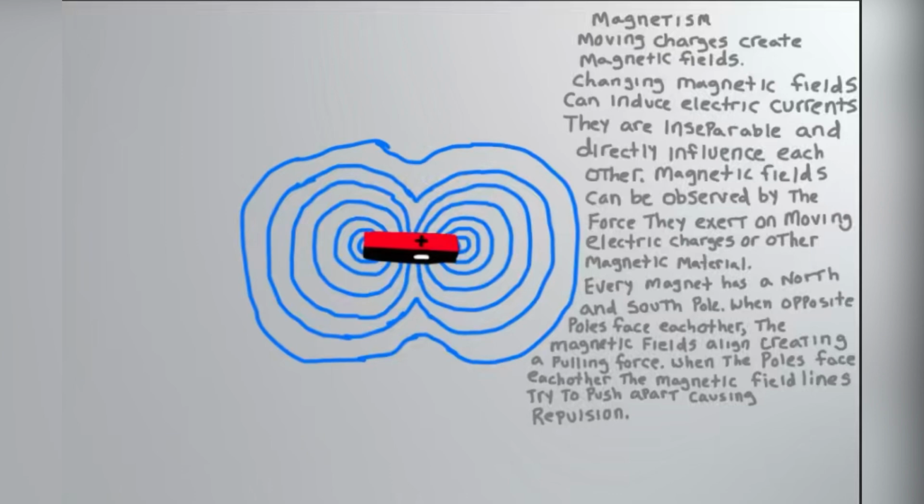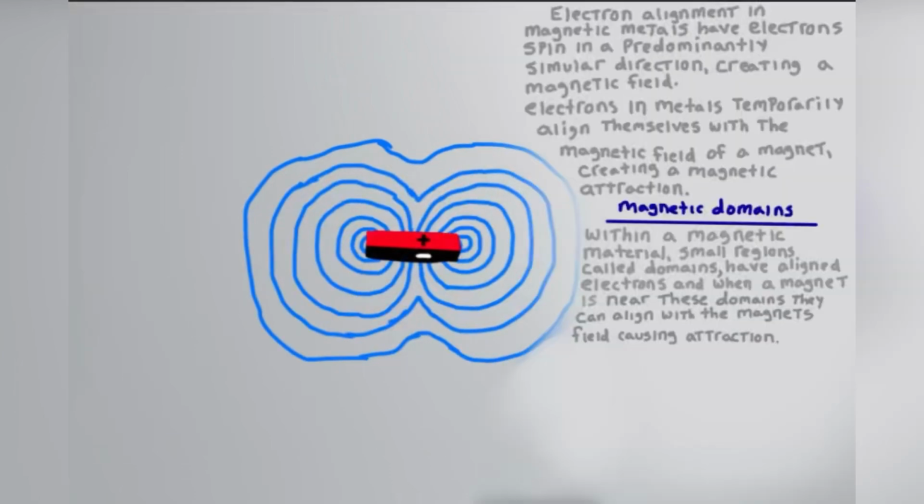Every magnet has a north and south pole. When opposite poles face each other, the magnetic fields align, creating a pulling force. When like poles face each other, the magnetic field lines try to push apart, causing repulsion.